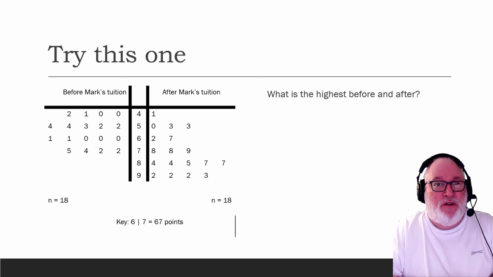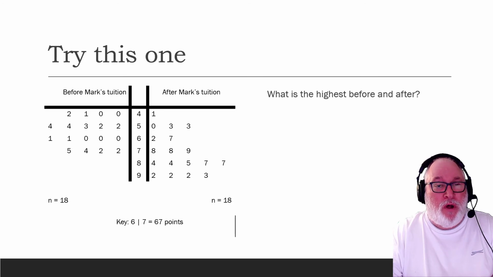You'll find there's 18 numbers on both sides. So the 18 people that didn't have tuition, and the 18 people on the right that had tuition from Mark. Yeah, me. Okay, so what's the highest before and after? You should be able to see.